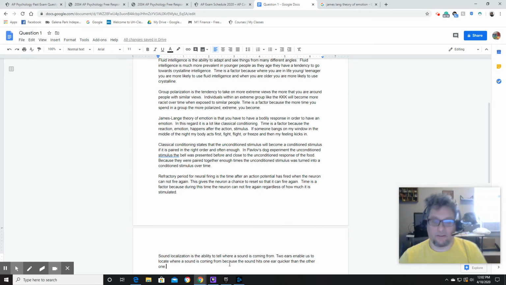All right. So two ears enable us to locate where a sound is coming from because the sound hits one ear quicker than the other one. Now, when we think about speeds, right? Universal speeds, we've got the speed of light, which our brain could not detect the difference of. But the speed of sound, our brain can do that.